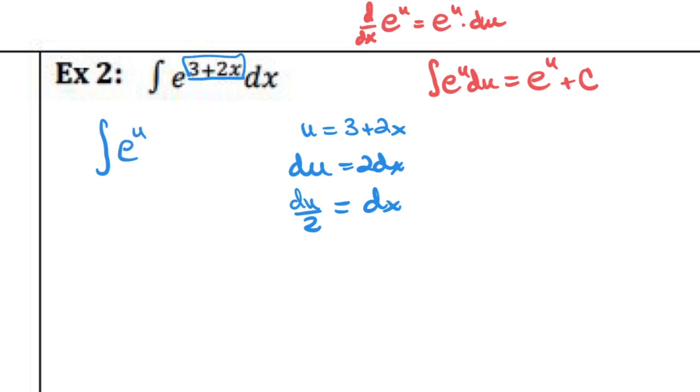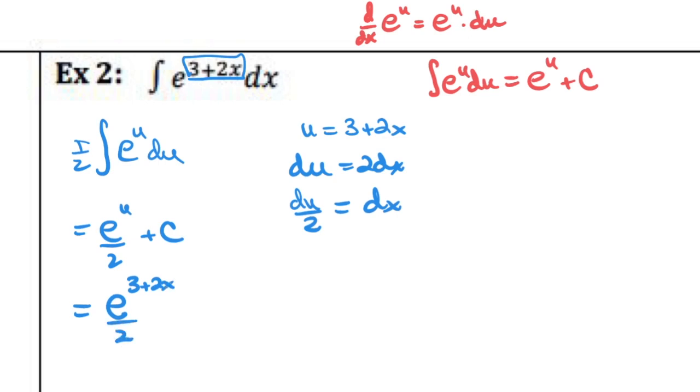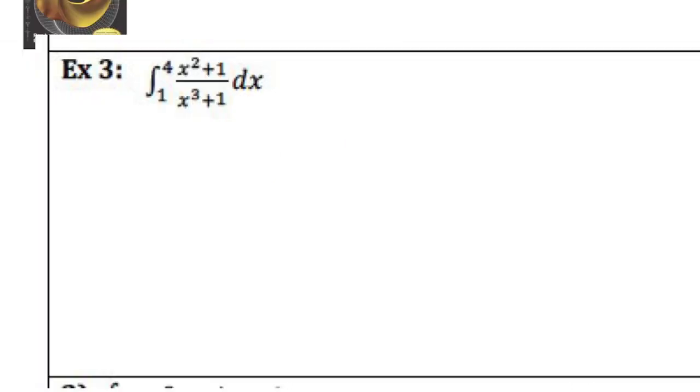So we have e to the u times 1/2 du. The antiderivative, of course, is going to be 1/2 e to the u plus c. Replace the u value. Don't forget that step, please. So we have e to the 3 plus 2x over 2 plus c. Now remember, you can always check your answer by finding the derivative. And if you come back to where you started, you are on target for integrating correctly.